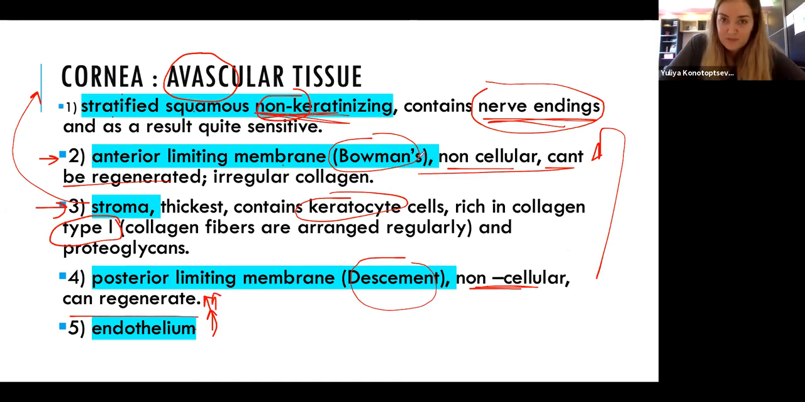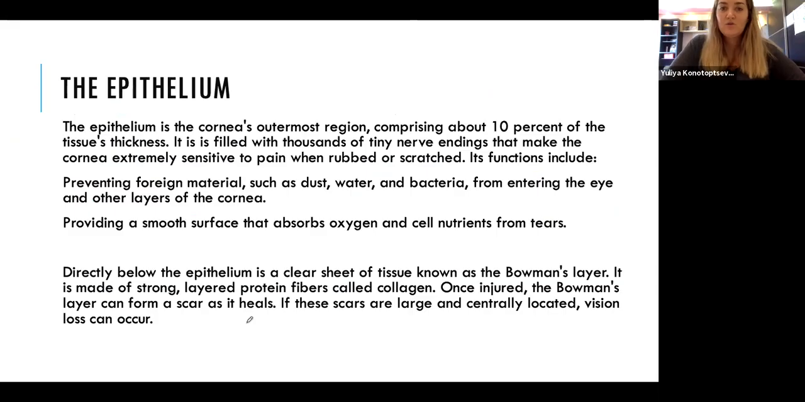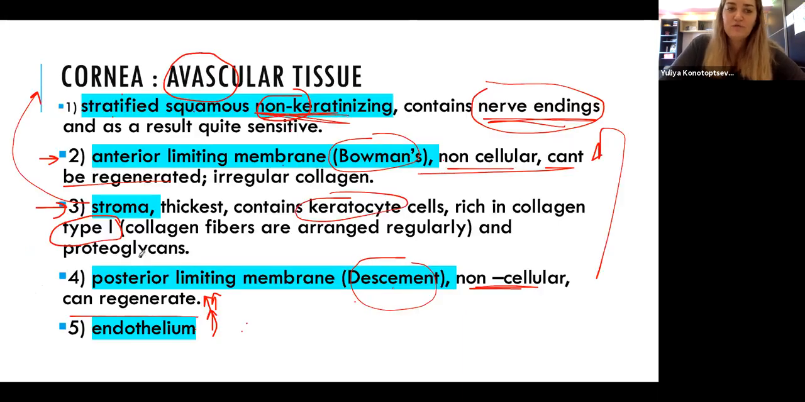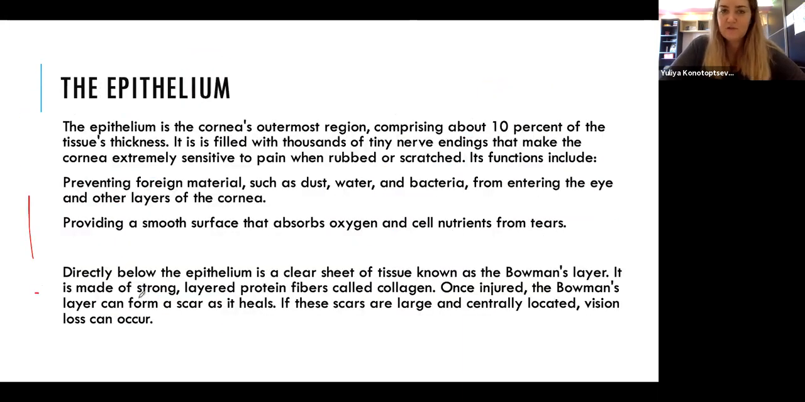So the main difference between Bowman's and Descemet's: one cannot regenerate, one can. Descemet's can regenerate because of the underlying endothelium. This endothelium is super special somehow. Nobody knows exactly how it regenerates the Descemet's membrane, but they know that it's definitely because of this endothelium. So this is just additional information. I want you to read it at home. It's additional information about each of these layers, but the most important things we have covered.